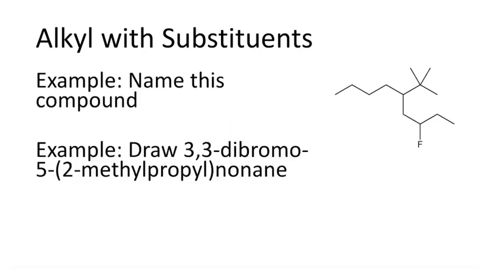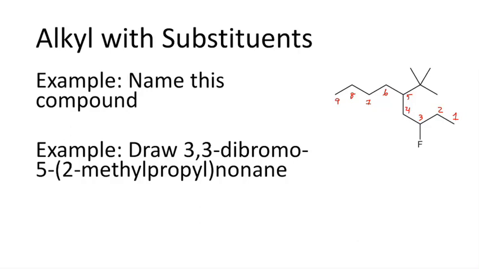So let's take a look at a couple of examples. We're going to name this compound. So what's the longest carbon chain? Is it the horizontal one? No, it actually goes down the downward branch all the way to the end of where the fluorine is. And where would we start the numbering? We'd actually start it at the bottom right to put the fluorine at the lowest possible index. So this is a nonane, and then the groups are fluorine and then this alkyl group.